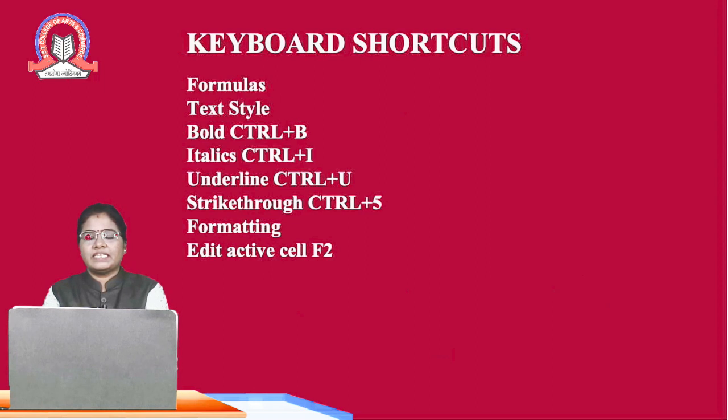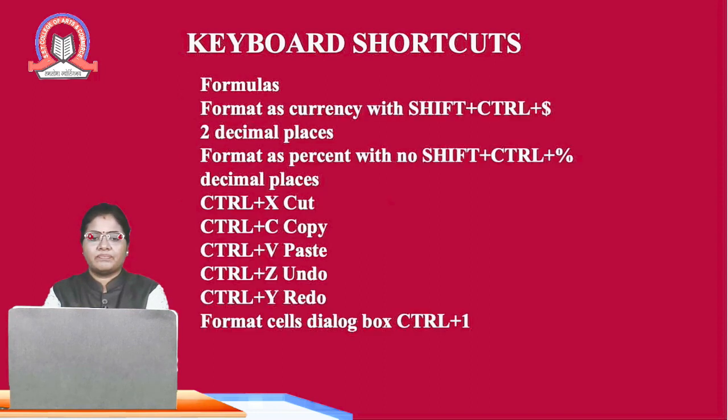Shortcuts for text style: font style bold is Ctrl B, italic Ctrl I, underline Ctrl U, strikethrough Ctrl 5. To edit the active cell, we use F2. Some other shortcuts: to format as currency is Shift plus Ctrl plus dollar, for 2 decimal places Shift plus Ctrl plus percentage. Ctrl plus X is cut, Ctrl plus C is copy, Ctrl plus V is paste, Ctrl plus Z is undo, Ctrl plus Y is redo. The Format Cells dialog box is Ctrl plus 1.